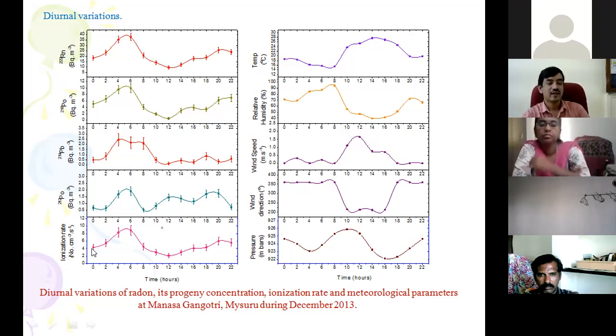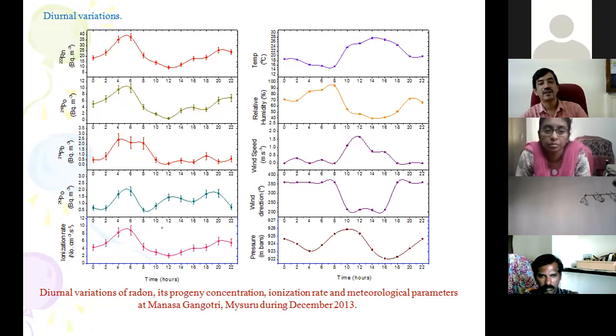This is the variation of ionization rate due to radon and its progeny. Radon concentration is measured with a radon monitor. Progeny concentration is also measured with another radon monitor. Using the concentration of radon and its progeny, the total amount of energy released is calculated. From that, the ionization rate is determined, considering that 32 electron volts is required to create one ion pair.